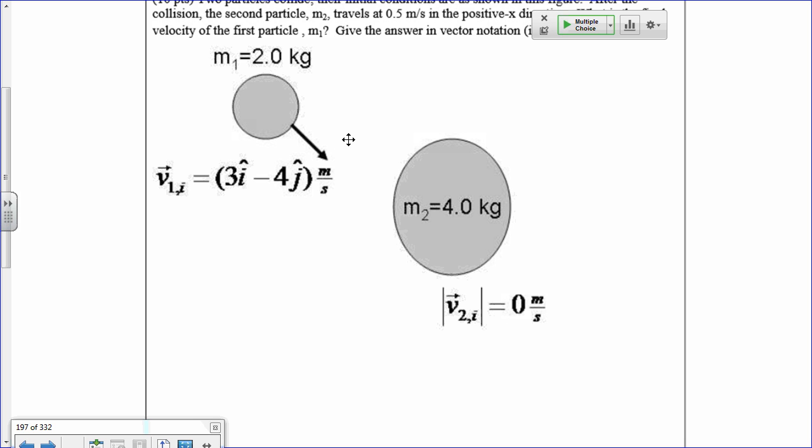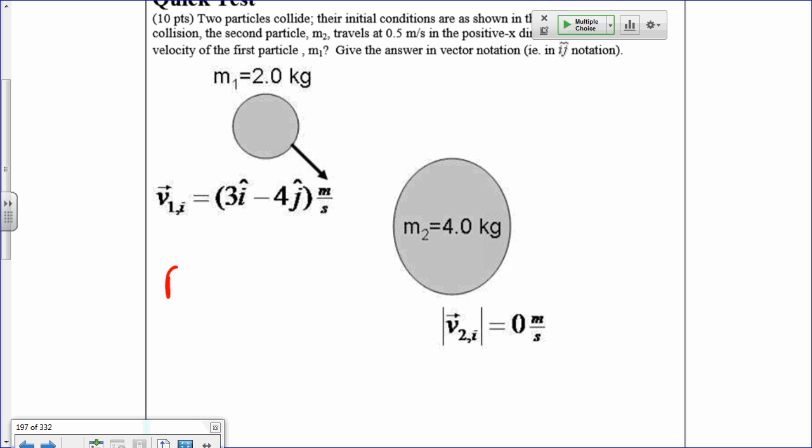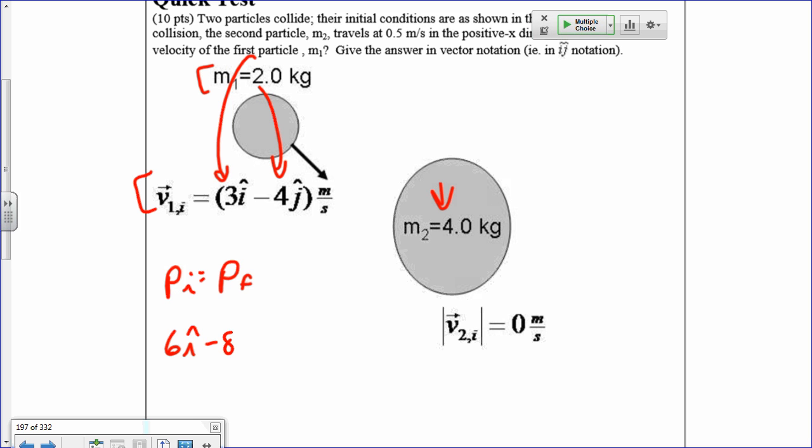Alright, so let's see. I just say my initial momentum equals final momentum. Initially, this object's not moving, so the initial momentum is just going to be this mass times this velocity. That's 2 times 3i minus 4j. I'm going to go ahead and expand that out. So it's going to be 2 times 3, which is 6i, plus 2 times negative 4, minus 8j.